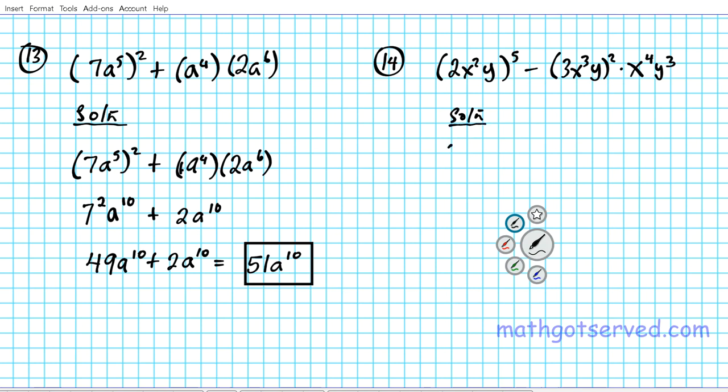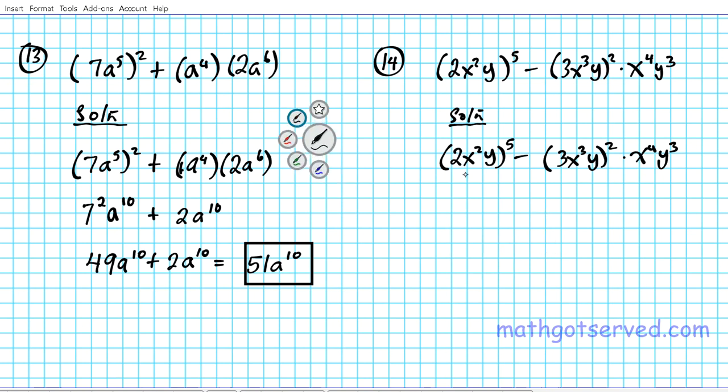So we have (2x²y⁵)⁵ minus 3x³y² times x⁴y³. All right, so let's simplify. The first one, we're going to raise all the terms to the 5th power. So we have 2 to the 5th, x to the, multiply 2 times 5, 10, y to the 5th.